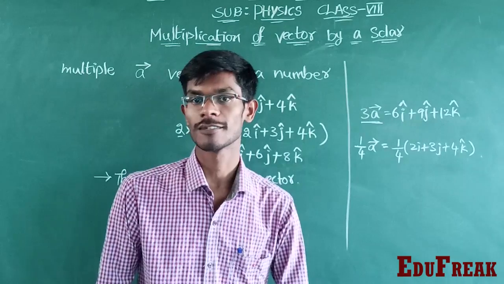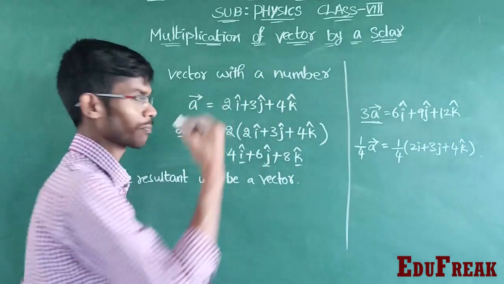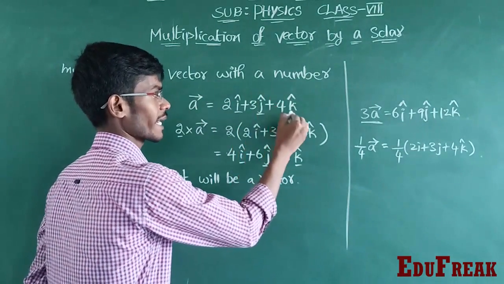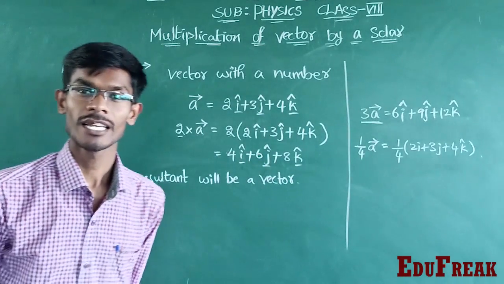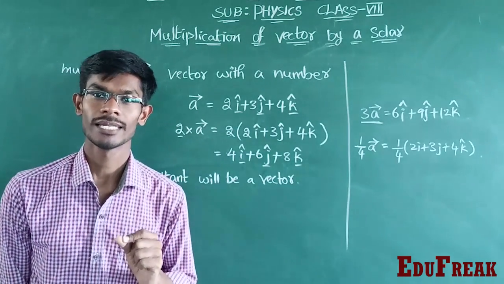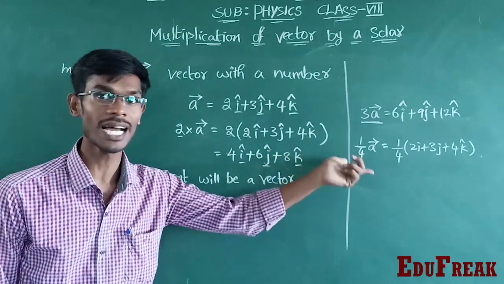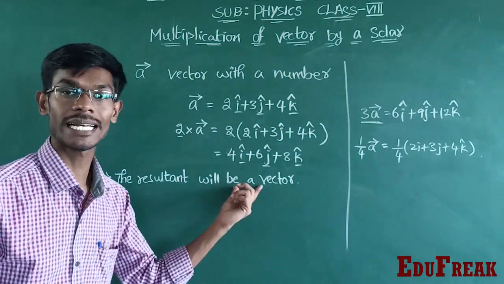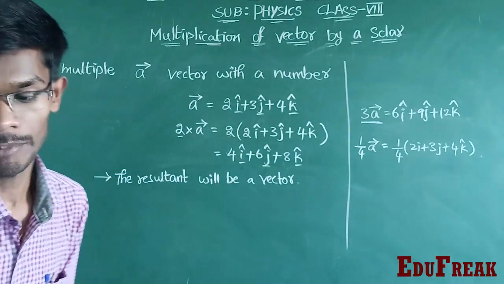Then what about the direction? See, here plus i cap, here plus j cap, here also plus k cap. Then plus i cap, plus j cap, plus k cap means the direction is not changing. If you are multiplying a vector with a positive number, then the magnitude changes but the direction doesn't change, and it gives us the resultant as a vector only. Okay, this is for a positive number.